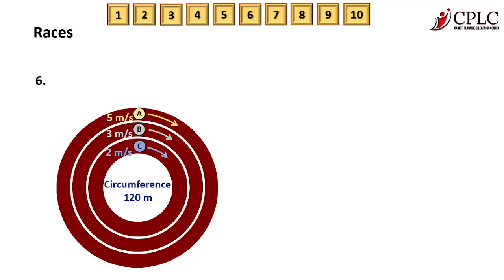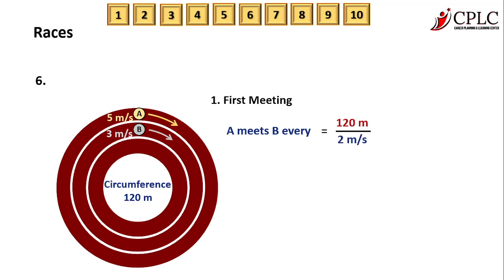So let's calculate the time taken for A and B. Again, the formula remains the same: circumference upon relative speed. All are moving in the same direction, so the relative speed will be the subtraction of the speeds. For A and B, the circumference is 120 and the relative speed will be 5 minus 3, which is 2, which means A and B are going to meet each other every 60 seconds.